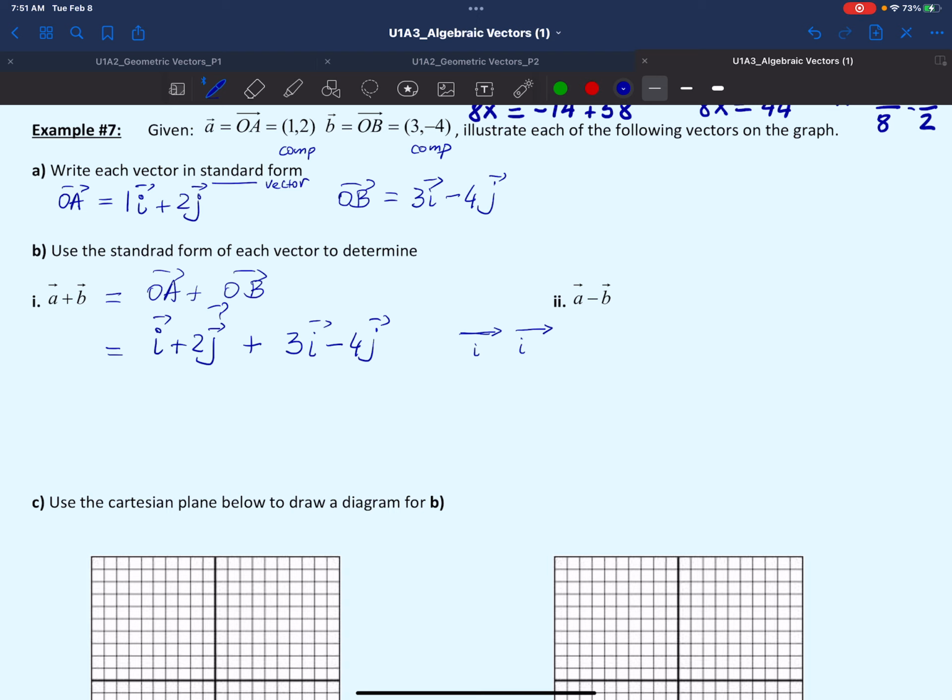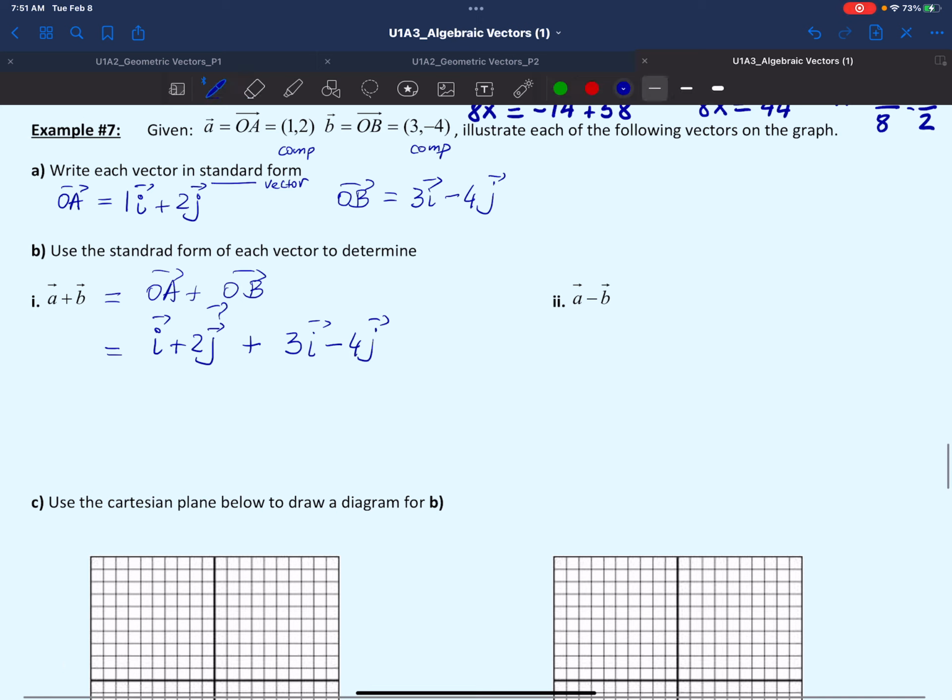So if we want to add vectors in the same direction, we just work with their magnitudes. So we're going to say this would be i plus 3i, or 4i, and 2j minus 4j is minus 2j. And that would be vector A plus B. Now, in the same way, we're going to do A minus B.